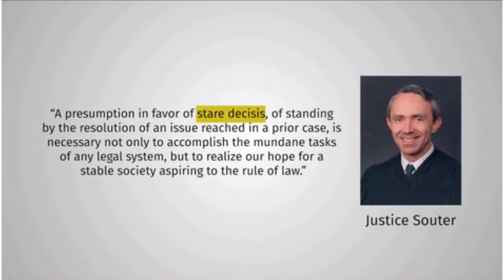They went on to say that a presumption in favor of stare decisis, of standing by the resolution of an issue reached in a prior case, is necessary not only to accomplish the mundane tasks of any legal system, but to realize our hope for a stable society that aspires to the rule of law. So the three members of the plurality admitted that they might not have agreed with Roe as an original matter, yet they relied on stare decisis to uphold what they referred to as Roe's central holding. Yet, other important elements of Roe, like the trimester framework, were discarded.